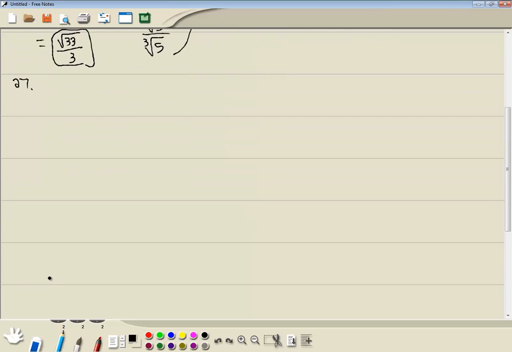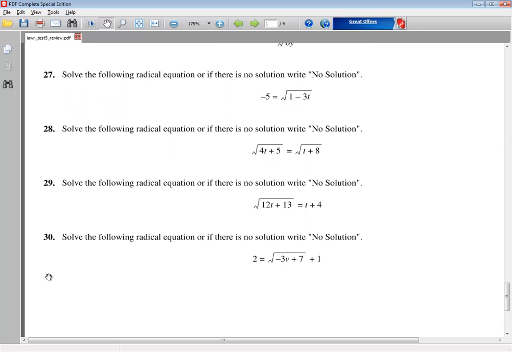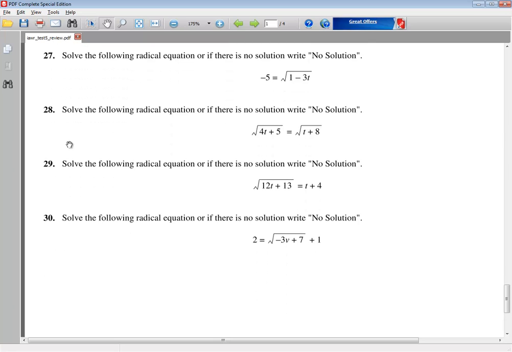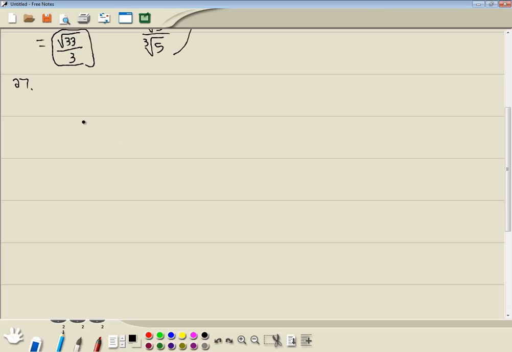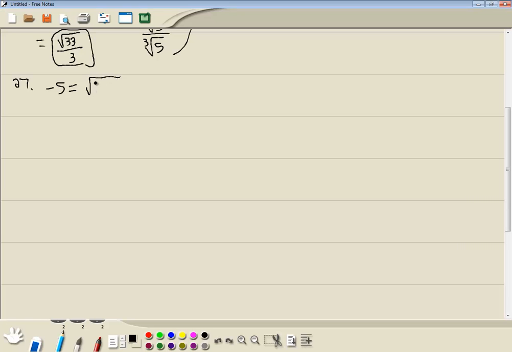Okay, 27. Negative 5 equals square root of 1 minus 3t. And let me put an x there instead of a t. I don't do x's, t's very well. Well, this is a radical equation. So our first step says to get a radical by itself. Well, this radical is by itself. There's nothing in front of it. There's nothing after it. We just got square root.